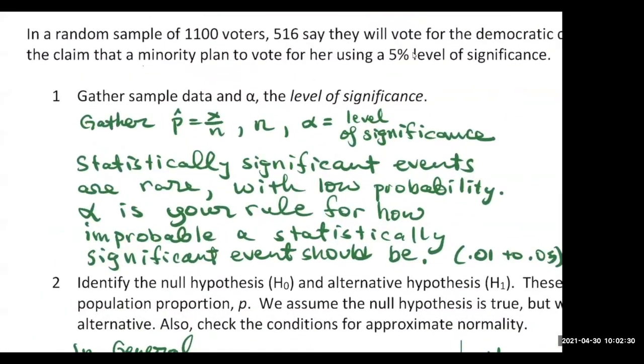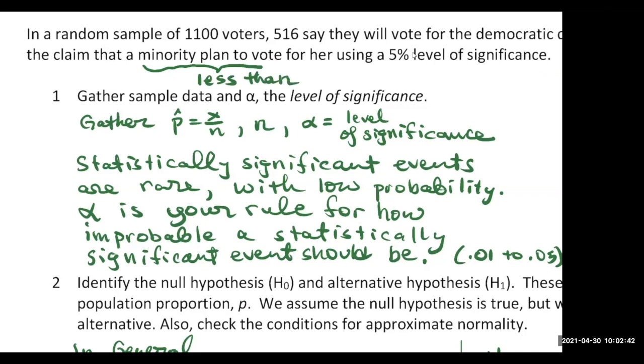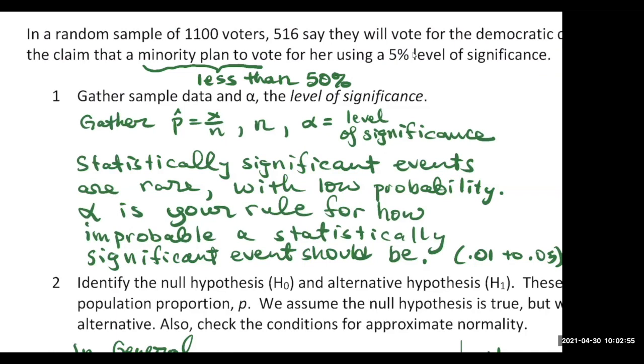Would it be less than? Less than what? Than the claim. What proportion or percent is a minority? 5%. Try it again. 50. Yeah, 50%. So they're saying less than 50%. That is their claim, meaning she's going to lose the election, right? Less than half. Any questions?